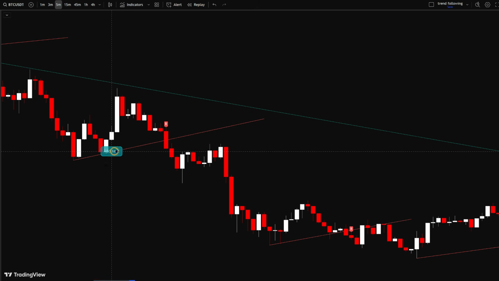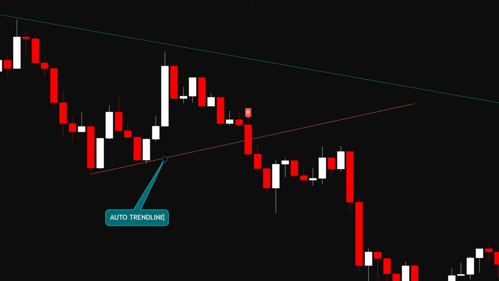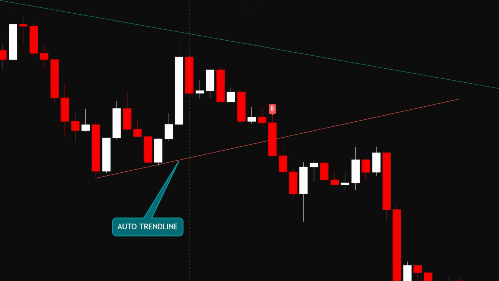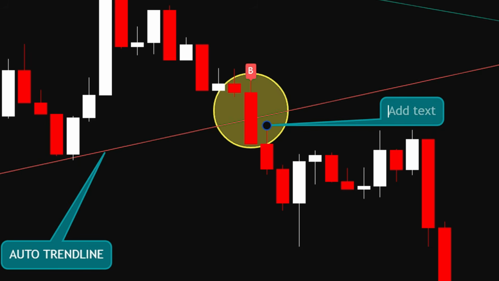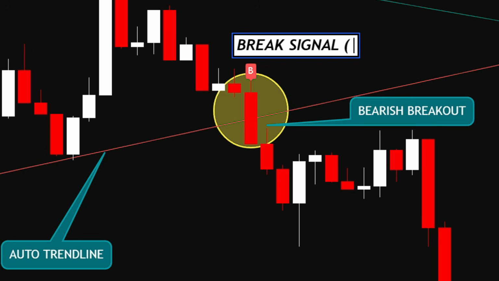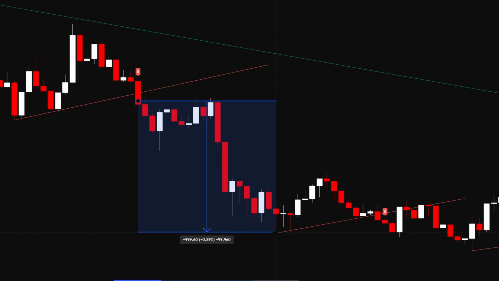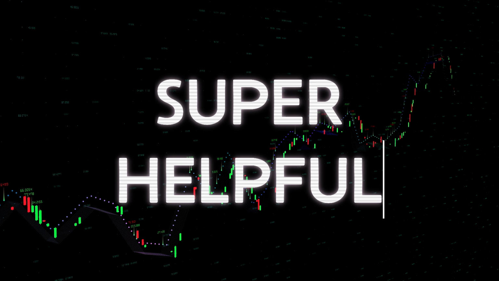Now here's another example on the same chart. The indicator draws a trend line and then, boom, price breaks below it. Look closely. Right then, a break signal shows up. That's a potential sell setup. And yeah, I know what you're thinking. Does it always work? No indicator is perfect, but it's still super helpful to catch setups you might otherwise miss.